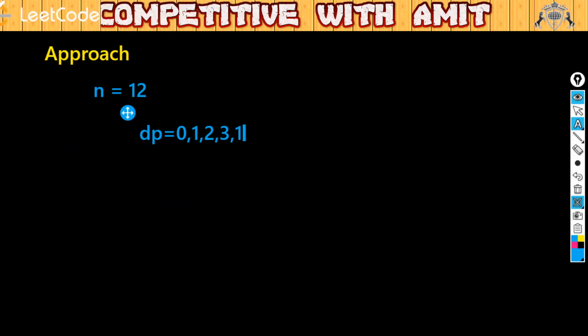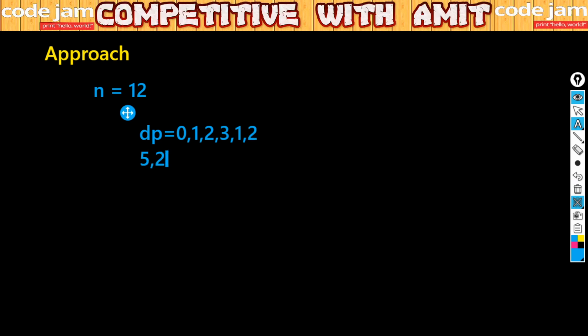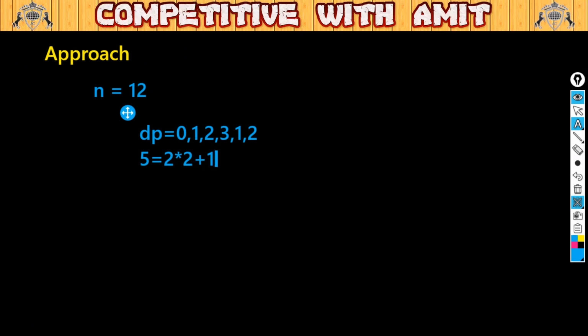Now I look for 5. So for 5, the first approach which comes to mind is 4 plus 1, so 2. Now we will check it for 2. Till now, what we are doing is 2 multiplied by 2 plus 1.